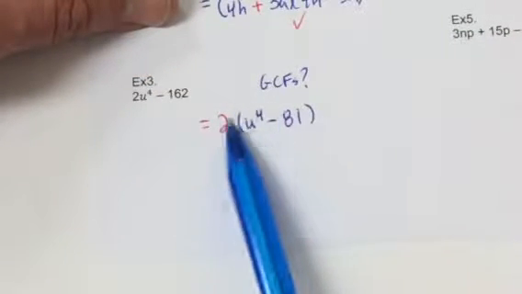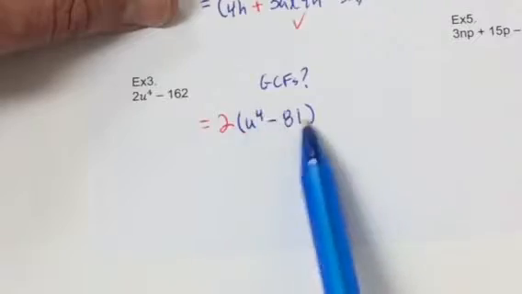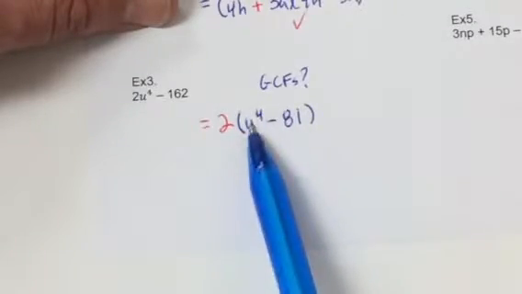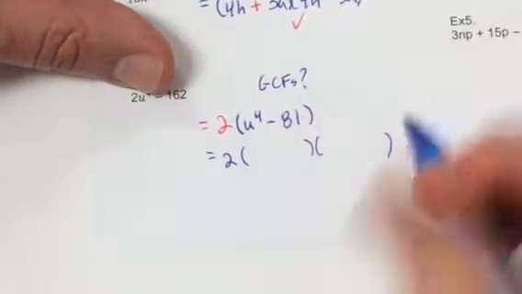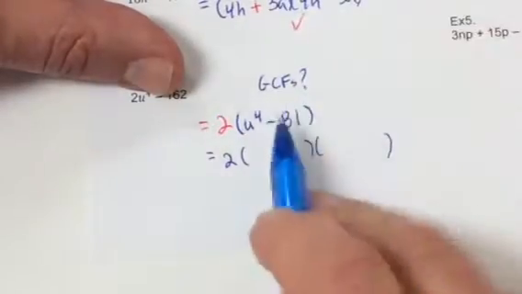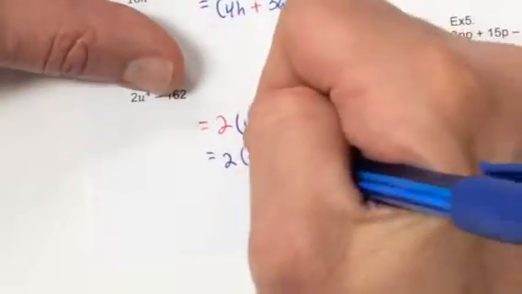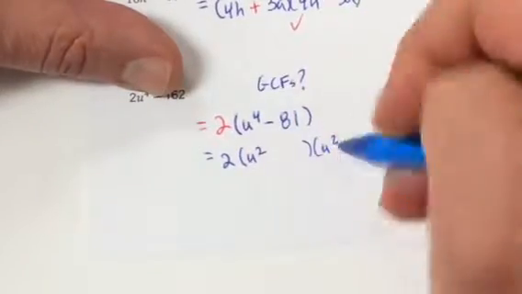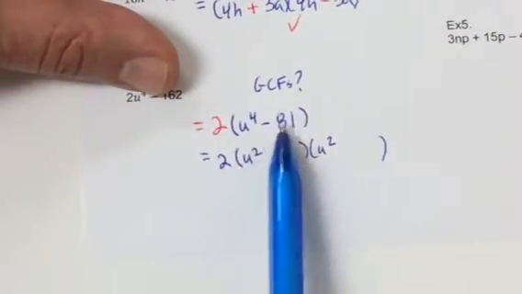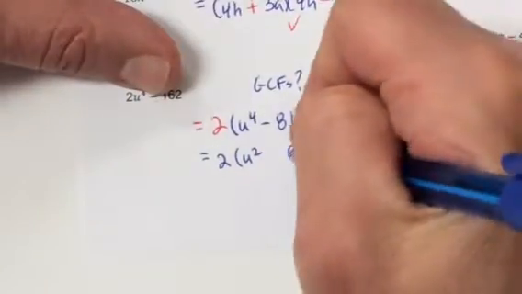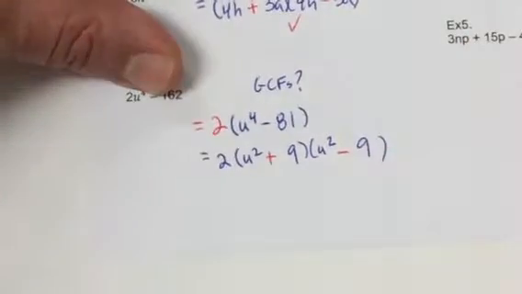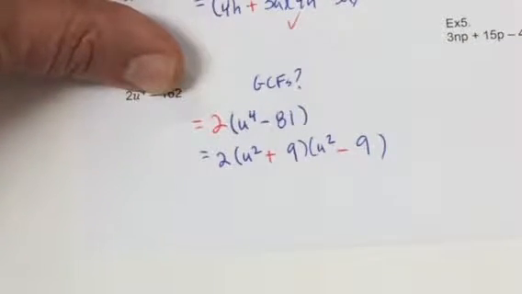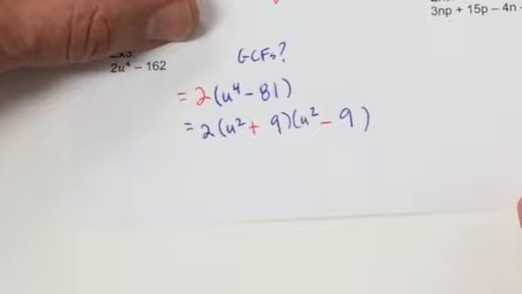Oh, look what we have right here. We do have the difference of squares. So this is going to be 2 times, let's break it into our two binomials. What multiplied by itself equals u to the fourth? That's going to be u squared times u squared. What multiplied by itself equals 81? That's going to be 9 and 9. Difference of squares, the signs are different. Okay, so there we go.